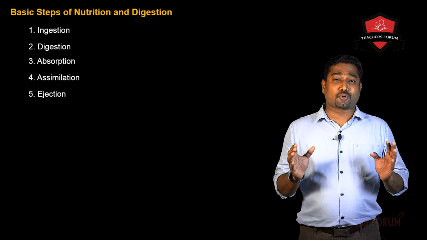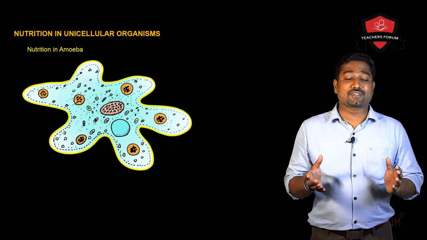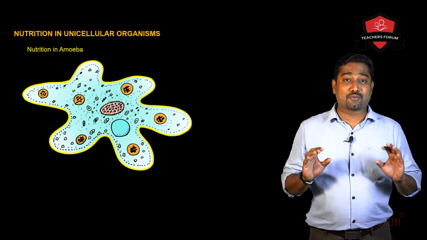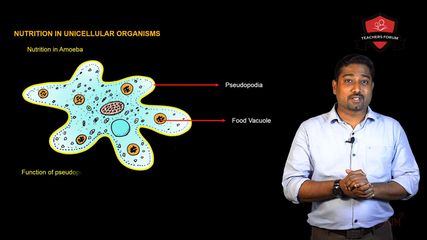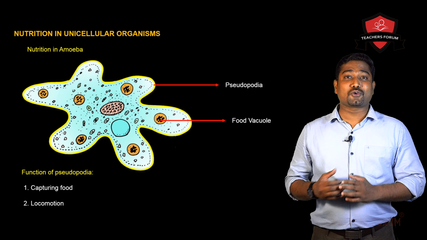Dear children, now let's learn about digestion in unicellular organisms. Here is the amoeba. Amoeba, as you know, has an amorphous shape. That means it does not have a definite shape. You can also see finger-like extensions called pseudopodia. The pseudopodia have two main roles in amoeba. The first one is to capture the food. The second is to help in locomotion.